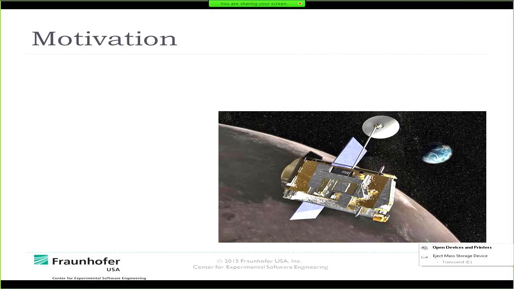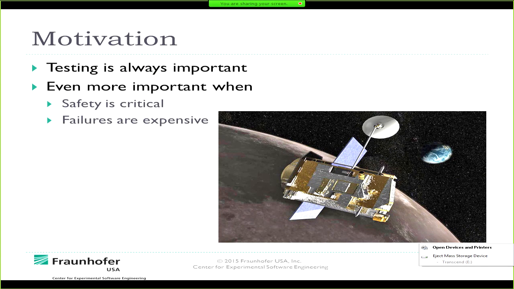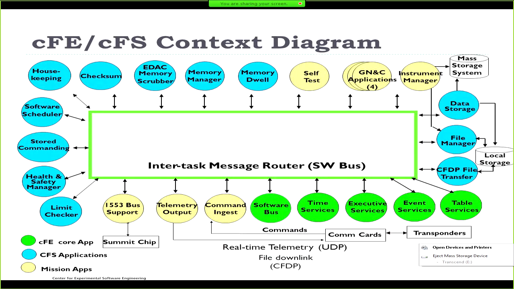Okay, so, well, not a surprise, testing is important, and even more important in a safety-critical context, and failures are expensive. So, what I'm going to talk about is the software bus, and I will just recall this context diagram, which is drawn by CFS architects, I believe. And what you see is the software bus. Here is the software bus, which is the message broker. And there are different types of apps that get plugged in. Some of them are reusable apps, and some of them are mission-specific apps, and so on. Some of them are core apps.